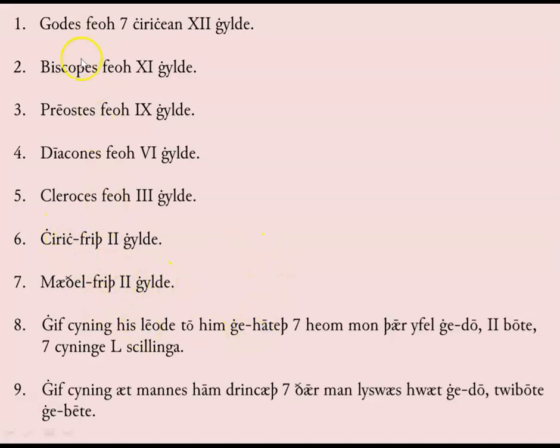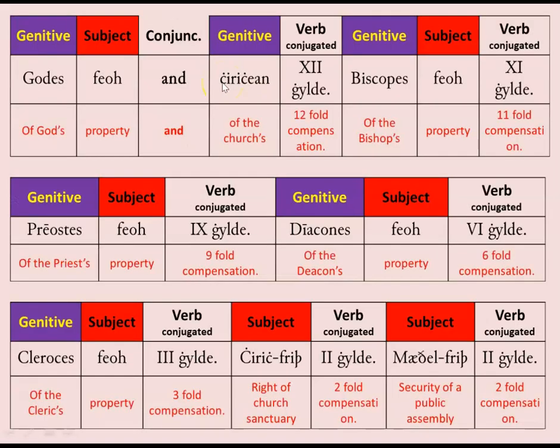I'm going to go through the sentence structure here. Wonderfully terse and to the point. So if the bishop's property is touched, then compensation of 11 times is required. So if you take a shilling from the bishop, then you're going to be paying 11 shillings back. It's going to cost you dearly, so do not do it. Okay, let's have a look at these now. All right, so I'm going to list these.